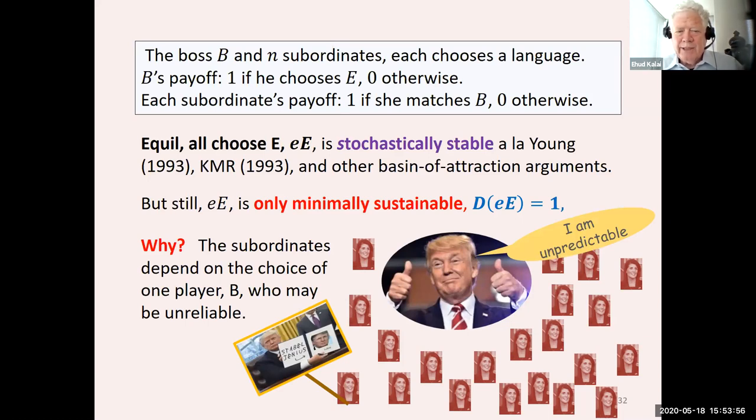The subordinates all depend on the choice of one player, the boss, and that's why they choose English: they know that he prefers English, and they know that he's rational, and therefore he's going to choose English. So they choose English because he convinced them, if you're familiar with US politics, that he's a stable genius and he would do the best for himself. On the other hand, this one player is going around and bragging to people, I'm unpredictable. So now everybody depends on this one player, and if this one player defects, he destroys the equilibrium. So the defection index is only one in this game. This is a different kind of concern that is important.